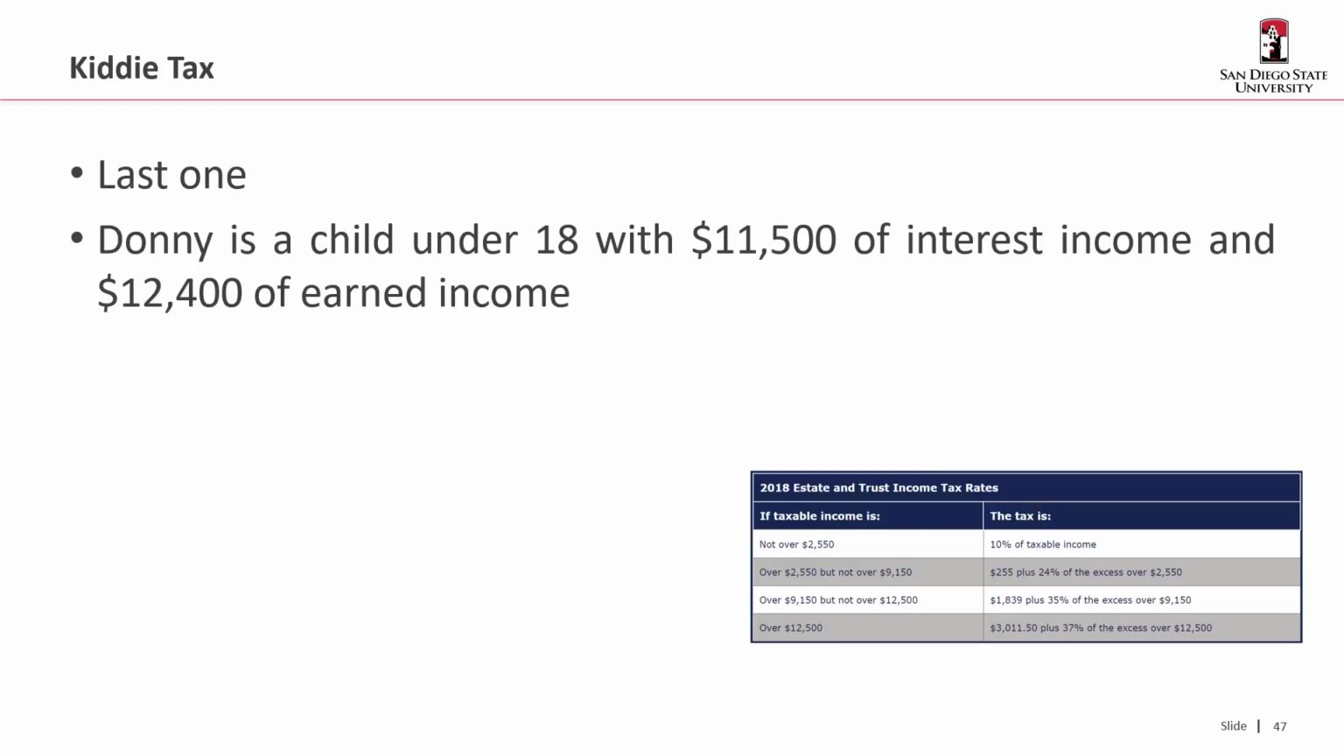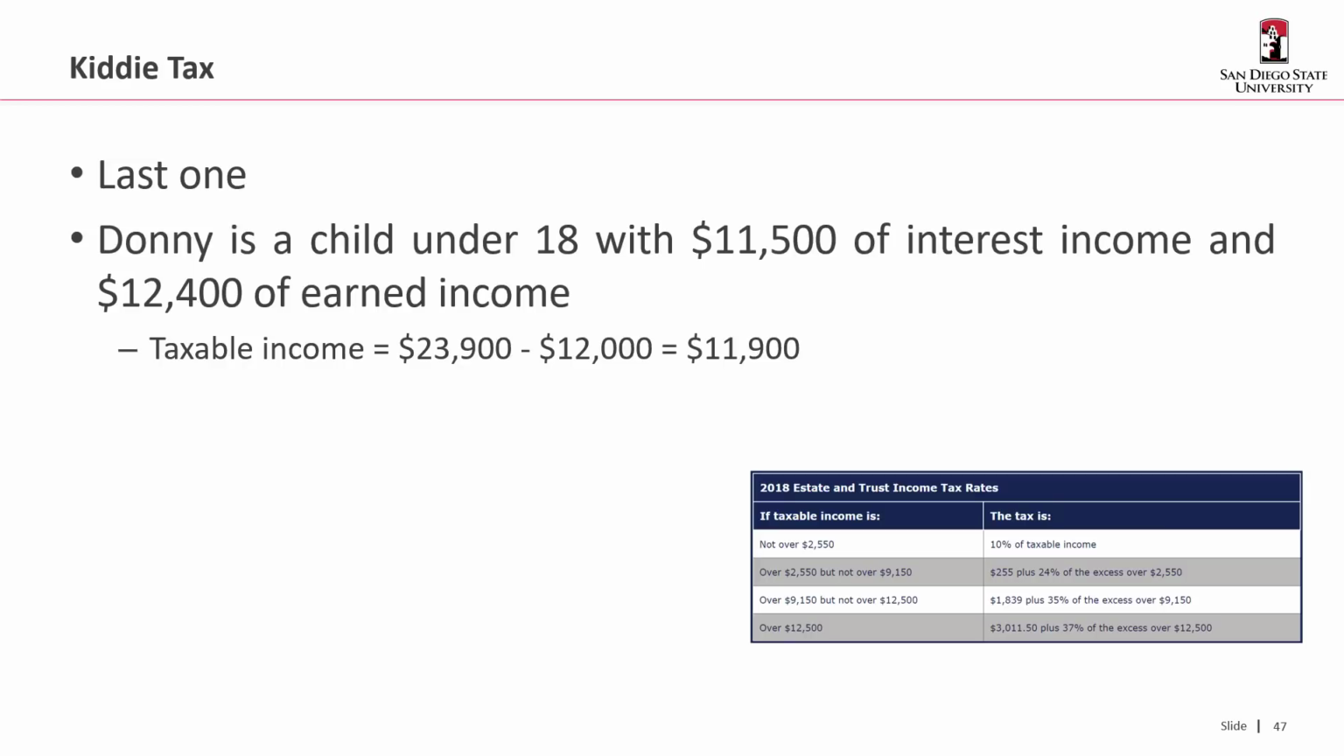As if that wasn't enough. Let's do one more. So Donnie's under 18, $11,500 of interest income and $12,400 of earned income. So taxable income is $23,900 minus the standard deduction.